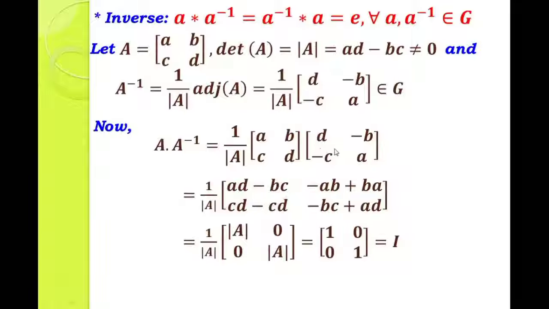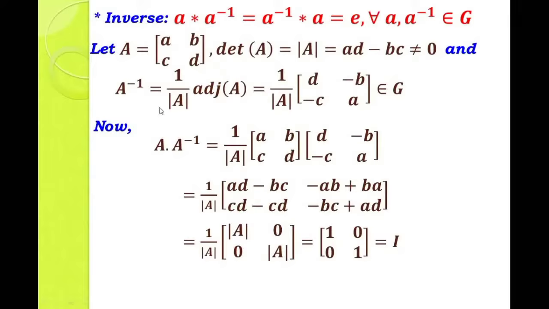So first you multiply these two matrices. A into D, AD minus BC. Similarly, A into minus B is minus AB, B into A is plus BA. Similarly, we get these two. Okay, here AD minus BC can be written as modulus of A. So you get modulus of A. This term becomes 0, similarly this term becomes 0. If you multiply 1 by modulus of A inside the term, the modulus of A cancels. You get 1, 0, 0, 1. What is this? This is nothing but the identity matrix. So you get the I matrix.